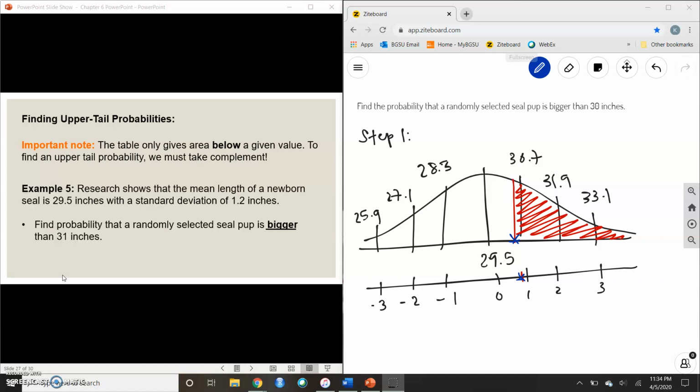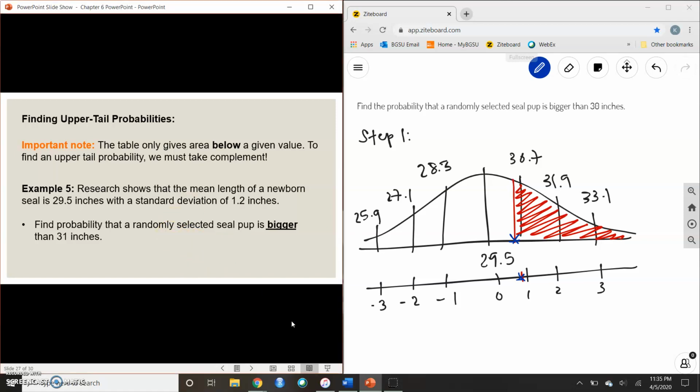To find an upper tail probability, you have to take the complement. So looking at example 5 right here, we're using the same data, so still talking about the seal pup. We know that the mean is 29.5, standard deviation is 1.2. But what we want to do is find the probability that a randomly selected seal pup is bigger than 31 inches. So I've already completed step 1. I drew, labeled, and shaded my curve. I'm shading to the right because we're looking for the probability that a seal pup is greater than 31 inches.